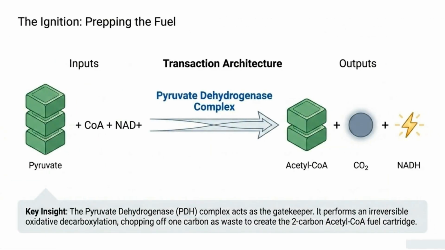To ignite the engine, we have to prepare our fuel through a gatekeeper reaction. We take pyruvate, a 3-carbon molecule from glycolysis, and introduce it to a massive enzyme machine called the pyruvate dehydrogenase complex, along with coenzyme A and NAD+. This enzyme triggers an irreversible reaction called oxidative decarboxylation. It chops off one carbon atom, releasing it as carbon dioxide waste, and generates one molecule of NADH. What remains is a highly energetic 2-carbon fuel cartridge known as acetyl-CoA.